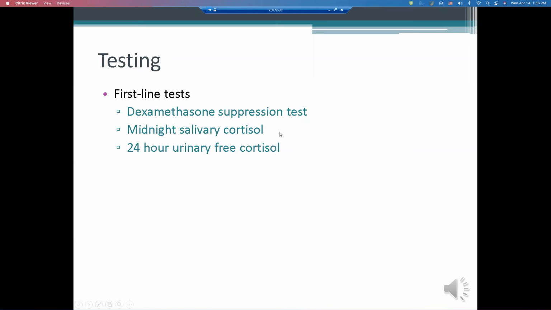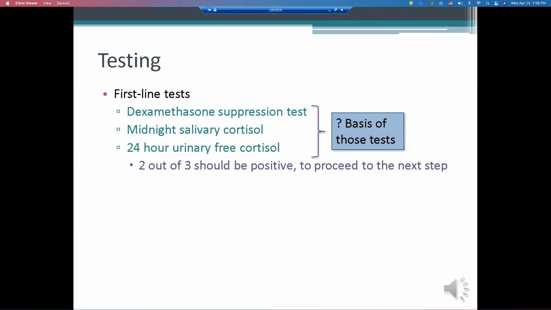And salivary cortisol is a fraction of serum cortisol. Okay, so we all have cortisol in our saliva in a constant relationship with serum cortisol. So that's why we use saliva, because we cannot take a blood sample from the patient at home. So these are 3 screening tests. You have to have 2 out of 3 positive screening tests to move on to the confirmatory test.